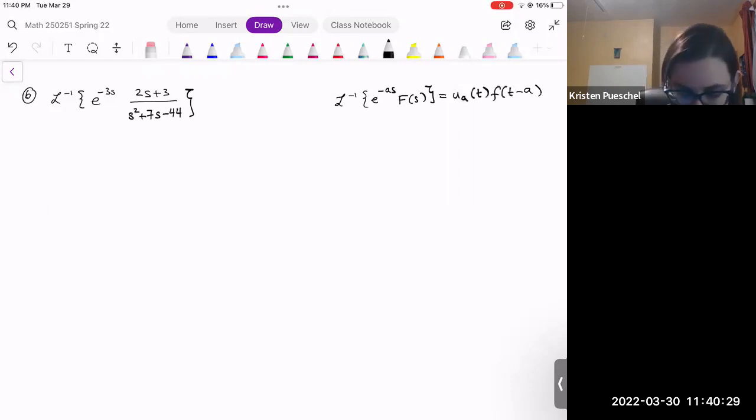Okay, so number 6. Here we have e to the negative 3s times this rational function. This rational function is our F of s. So what we're going to do is work with F of s to find its inverse Laplace transform, and then we'll shift it.